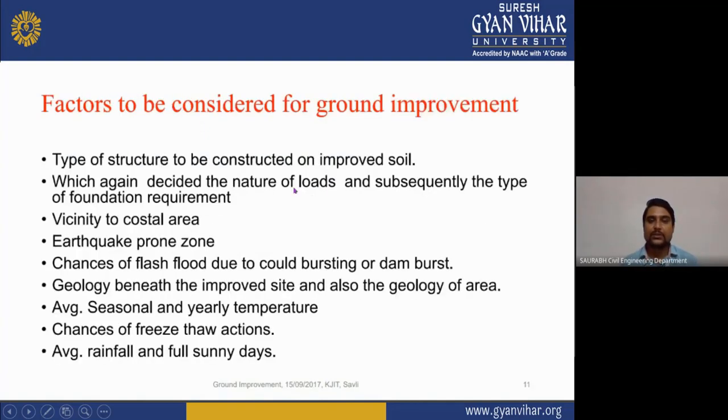What are the factors to be considered for ground improvement? First, we should also understand the type of structure to be constructed on the improved soil, which again decides the nature of loads and subsequently the type of foundation required. Vicinity of coastal area, earthquake prone zone, chances of flash flood due to bursting of a dam, geology of the site, also geological area, average seasonal and yearly temperature, chances of freeze thaw action, average rainfall and fully sunny days.